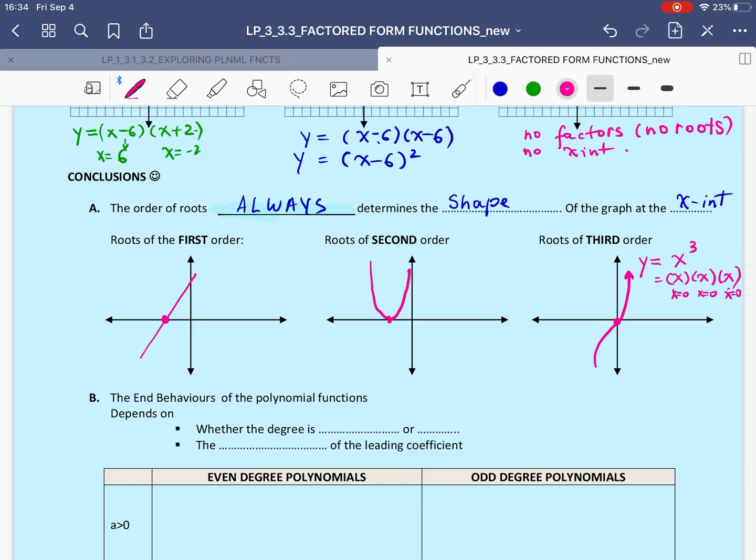The next thing we want to talk about is the end behavior of polynomial functions. The end behavior of a polynomial function will depend on two things.